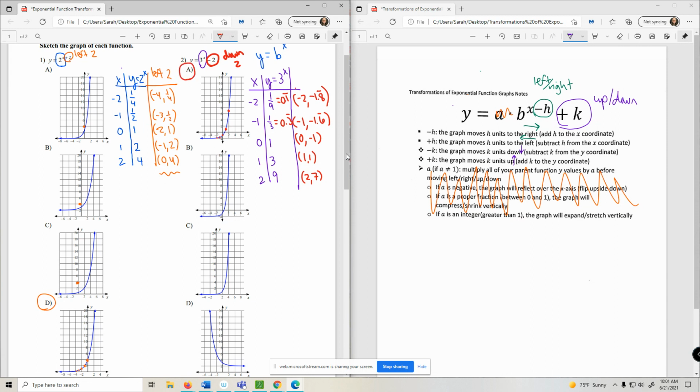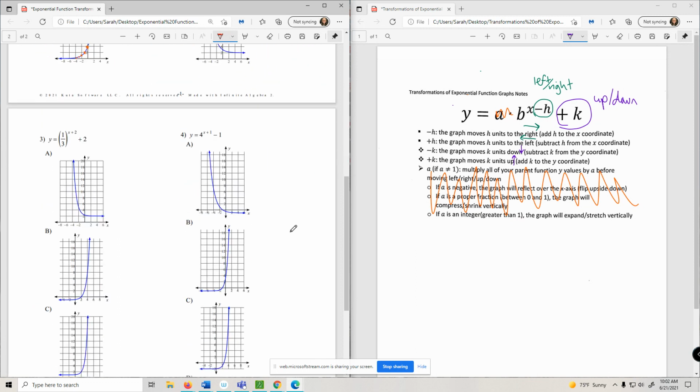Let's see why the other graphs don't work. B does not go through 2, 7, so that doesn't work. C definitely does not go through 2, 7. D does not go through 2, 7, and so by default it is letter A.